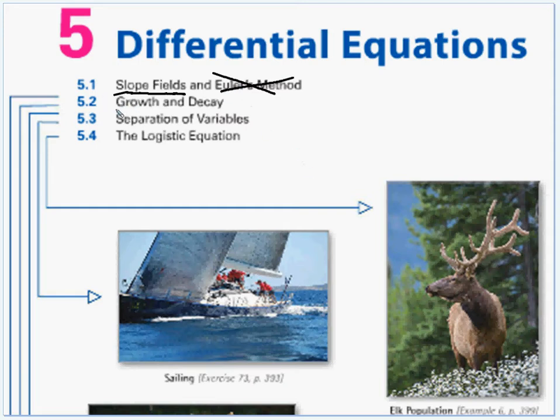From 5.2, we'll do the growth and decay. And then 5.3, we'll do the first few examples. The section's called separation of variables, and that's as far as you have to go on the AP test as far as differential equations are concerned. So again, we're just going to keep to what you might see on the AP test. 5.4, logistic equation, we will not see that at all.